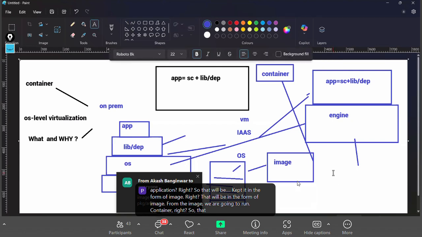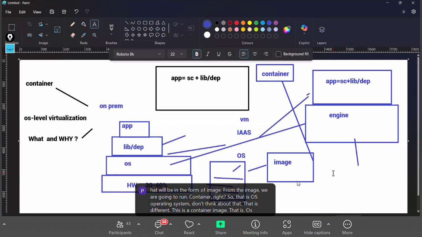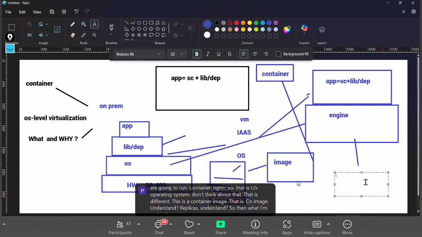So that is the OS, operating system. Don't think about that, that is different. This is a container image. That is an OS image. Understand? Replicas. Understand? So that is what I'm saying here.